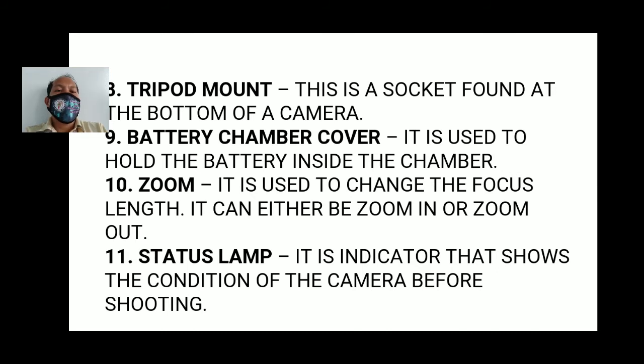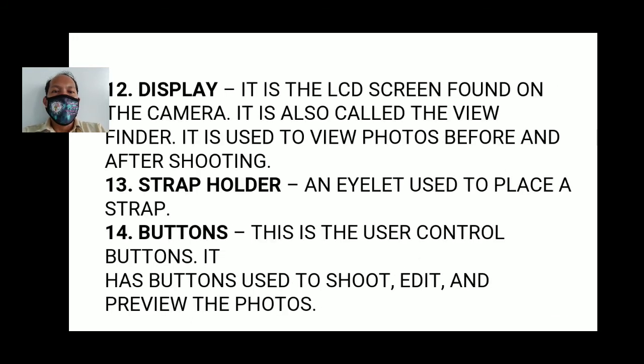Eleven, status lamp. It is an indicator that shows the condition of the camera before shooting. Twelve, display. It is the LCD screen found on the camera. It is also called the viewfinder. It is used to view photos before and after shooting. Thirteen, strap holder. An eyelet used to attach a strap. Fourteen, buttons. These are the user control buttons. It has buttons used to shoot, edit, or preview the photos.